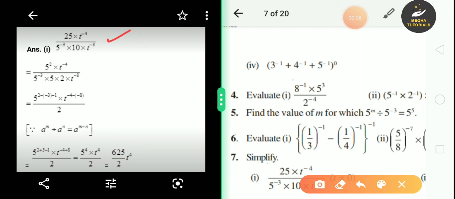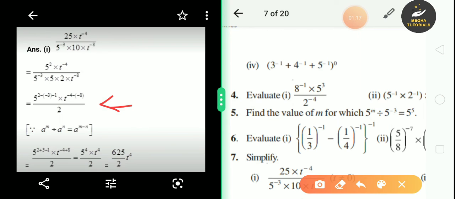So 25 can be written as 5 square and 10 can be written as 5 into 2. So the next step is 5 square into t raised to minus 4 upon 5 raised to minus 3 into 5 into 2 into t raised to minus 8. Then use the law a raised to m divided by a raised to n is equal to a raised to m minus n for equal bases. So the new step is 5 raised to 2 minus minus 3 minus 1.